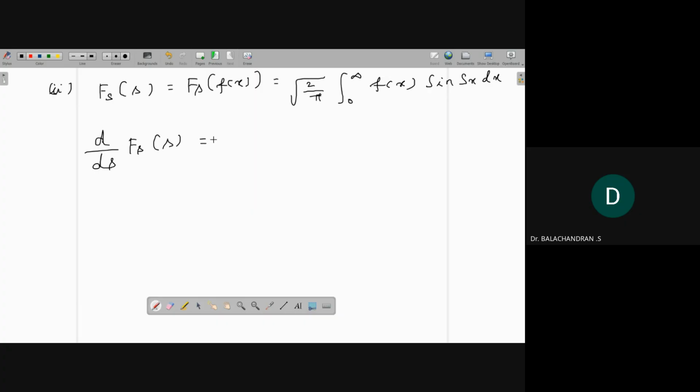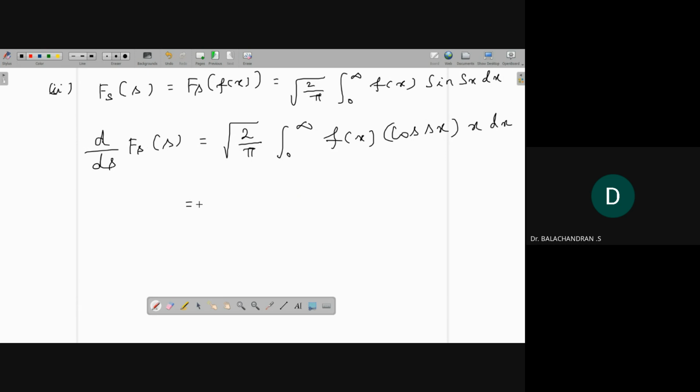Now, as usual, we should differentiate as in the previous case. d by ds of Fs of s is equal to root 2 by pi integral 0 to infinity f of x into, we differentiate sin sx, we'll get cos sx, with respect to s, so we'll get x into dx. To differentiate sx, we'll get x.